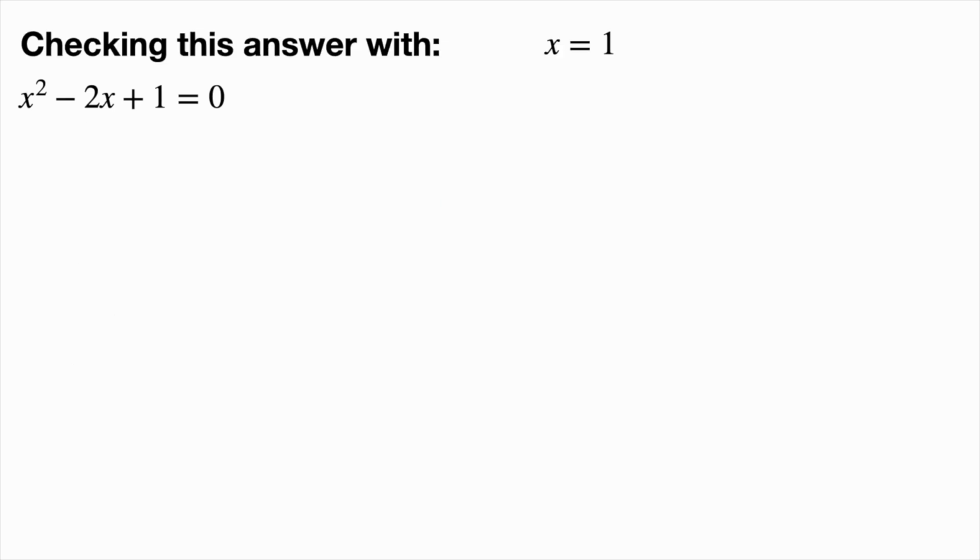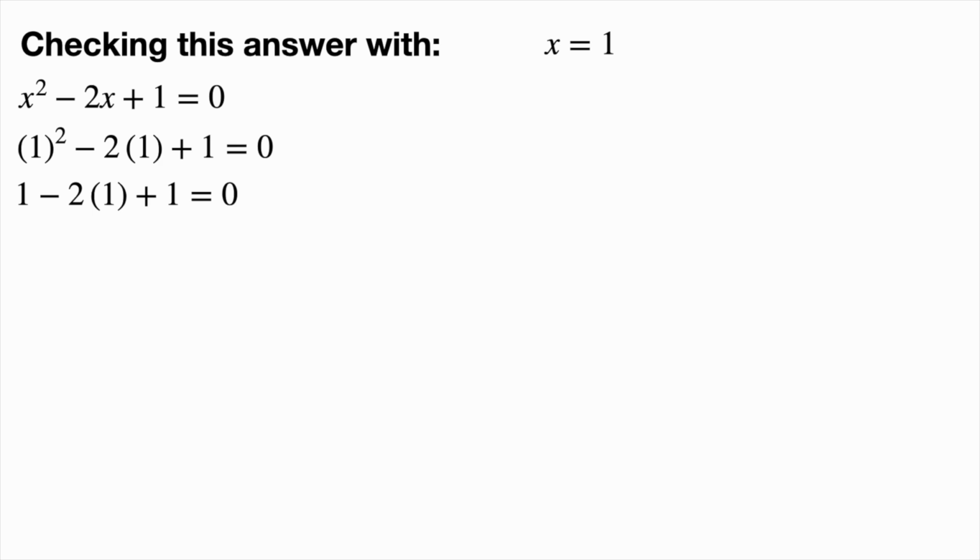Checking the answer of x squared minus 2x plus 1 equals 0, where x equals 1, substituting 1 into the equation for the variable x, we'll get the following. Using PEMDAS to help us, a saying we can use to memorize it is, please excuse my dear Aunt Sally. We'll do the exponent first, where 1 squared equals 1.